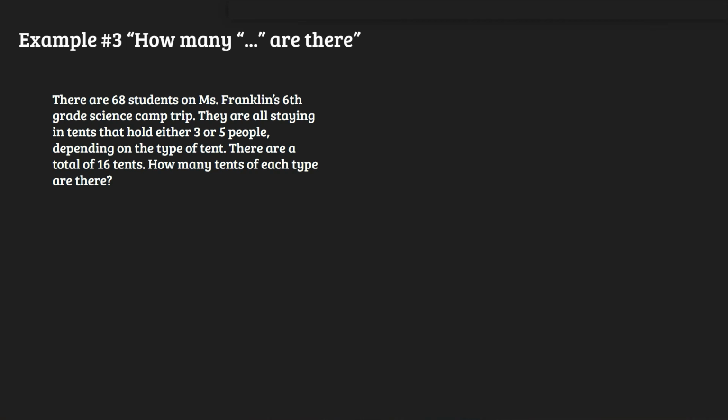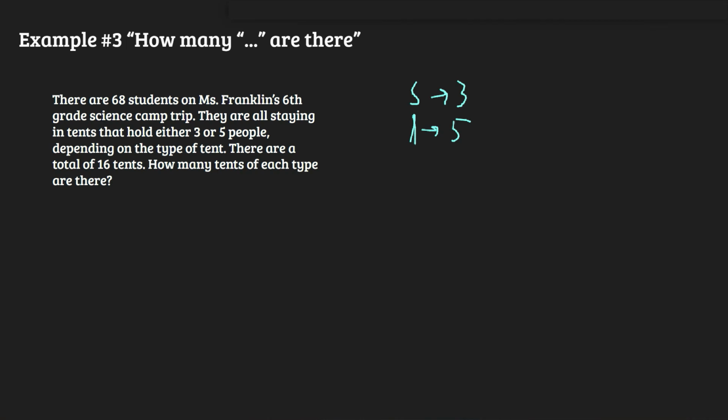Well, I'm going to say that for the 3-person tents, I'm going to call that S for the smaller tent. The smaller tent has 3 people. So the smaller tent is the 3-person tent. And then the larger tent is the 5-person tent. So now let's make our equations. So let's look for the common types of equations here.